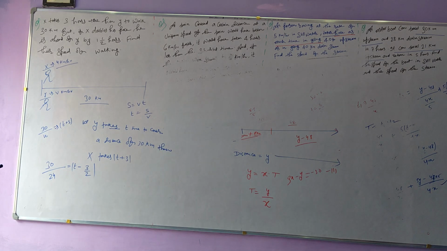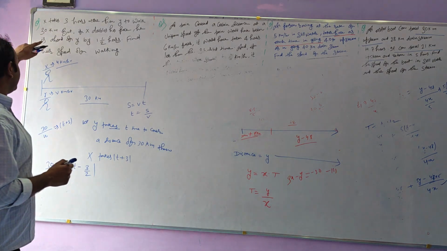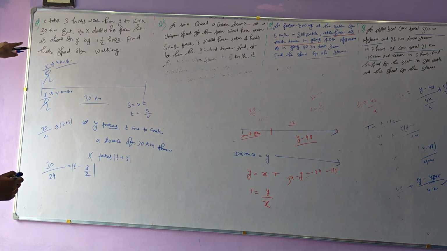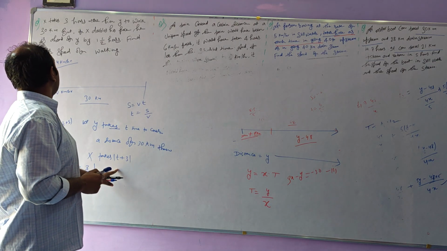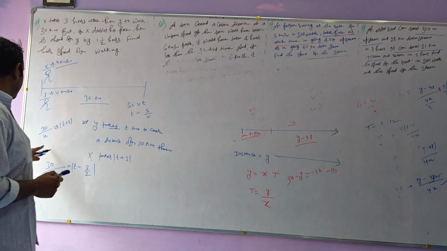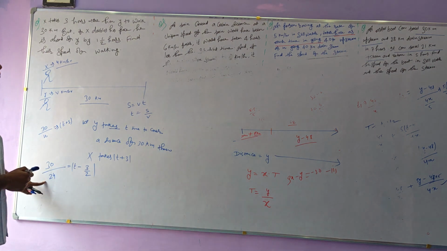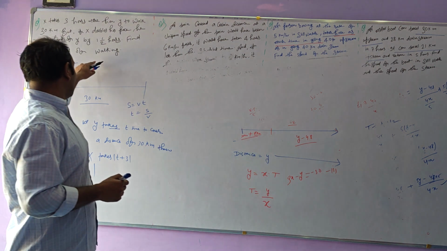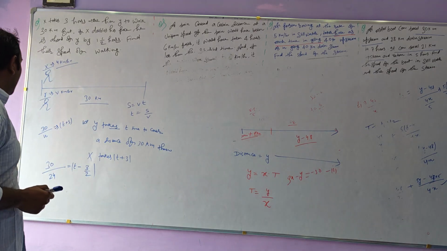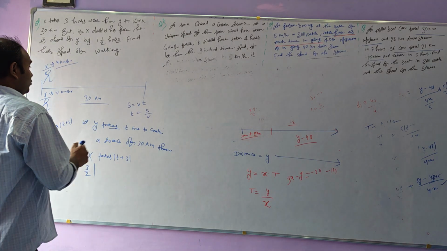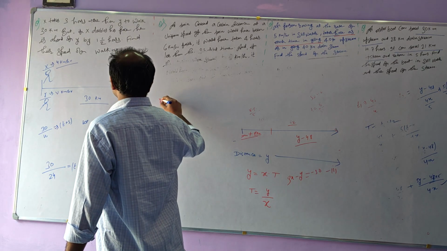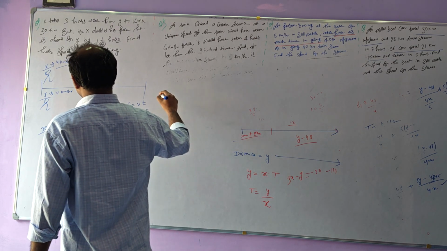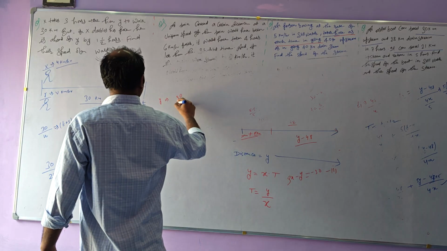When we solve this, x takes 3 hours more than y to walk 30 kilometers. If x doubles its pace, now u becomes 2u, and x is ahead of y by 1.5 hours. Y is equal to what? 30 upon v.